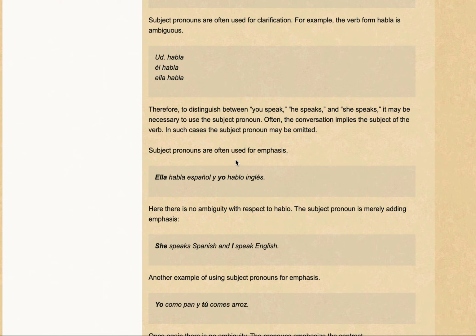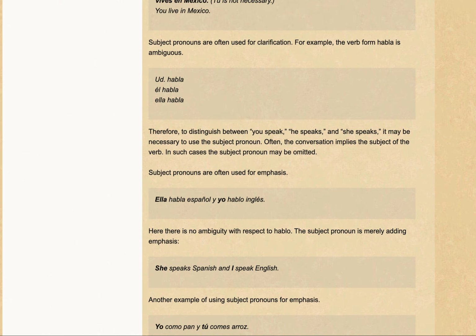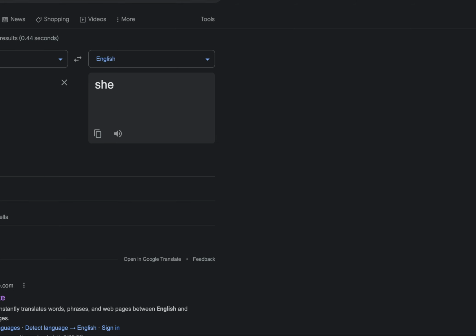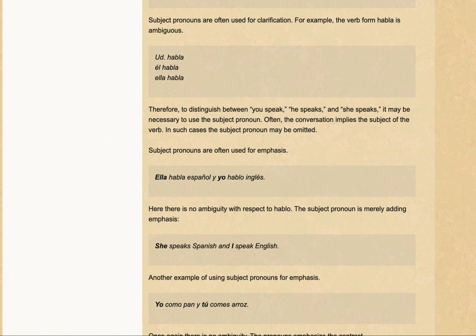Subject pronouns are often used for emphasis. And we can illustrate this with an example. So ella. It's pronounced as ella, right? Ella habla español y yo hablo inglés, right? They have put ella and yo in bold. So ella habla español y yo hablo inglés.